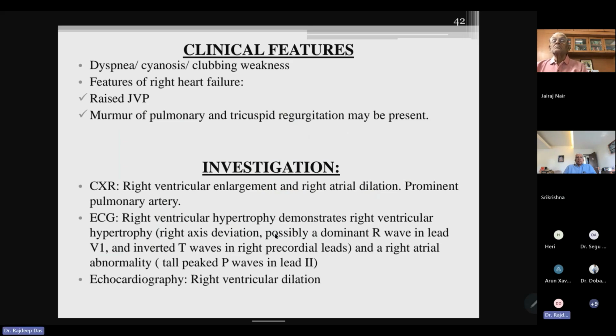Now, the clinical features of secondary pulmonary arterial hypertension are almost similar to the primary. There are features of low cardiac output: dyspnea, cyanosis, clubbing, weakness. There are features of right heart failure with elevated JVP and associated murmur. Investigation proceeds with chest X-ray, which may show right ventricular enlargement and right atrial dilatation. The pulmonary arteries may be prominent. In ECG, we can see features of right ventricular hypertrophy. In echocardiography, there is right ventricular dilatation.